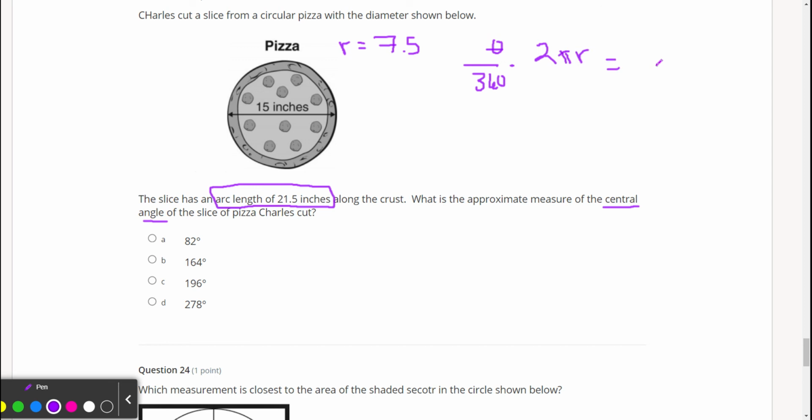equals what? We don't. That's what we're looking for, right? Can we? I don't know. What does it give me with the end? Do we not have enough? The arc length is 21.5. We've got the solution. That's the arc length, right? How do we solve that?